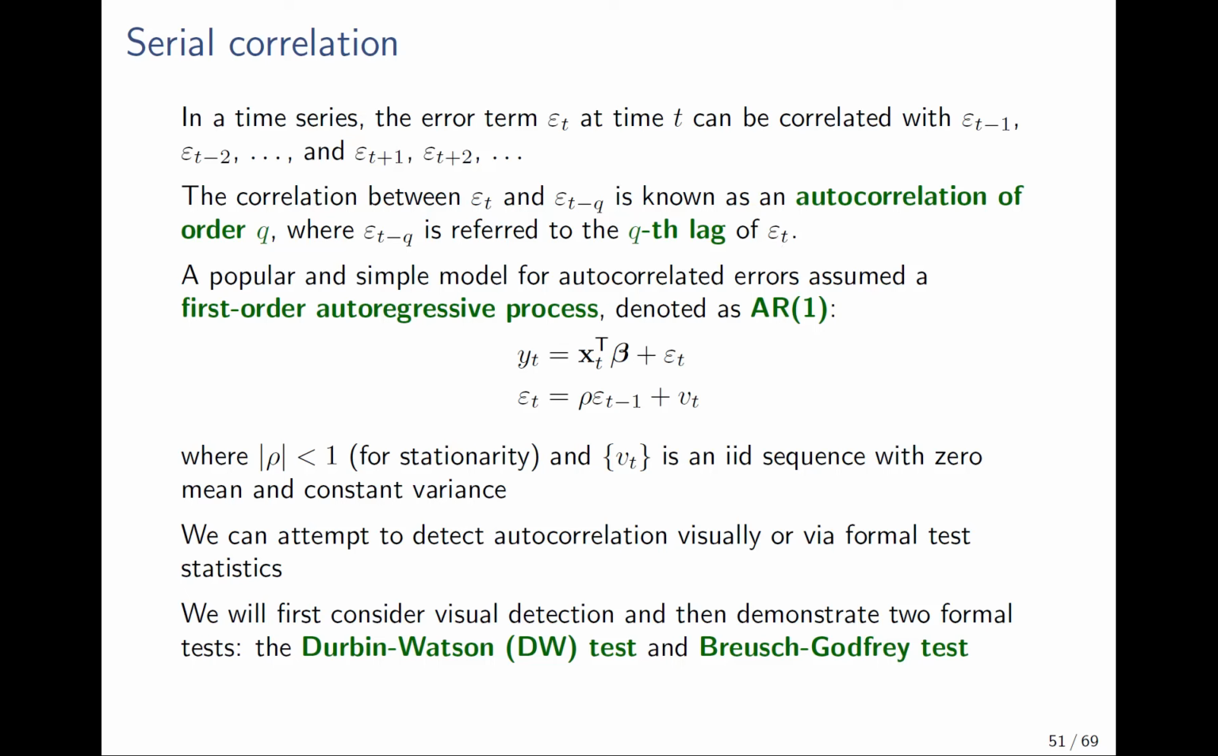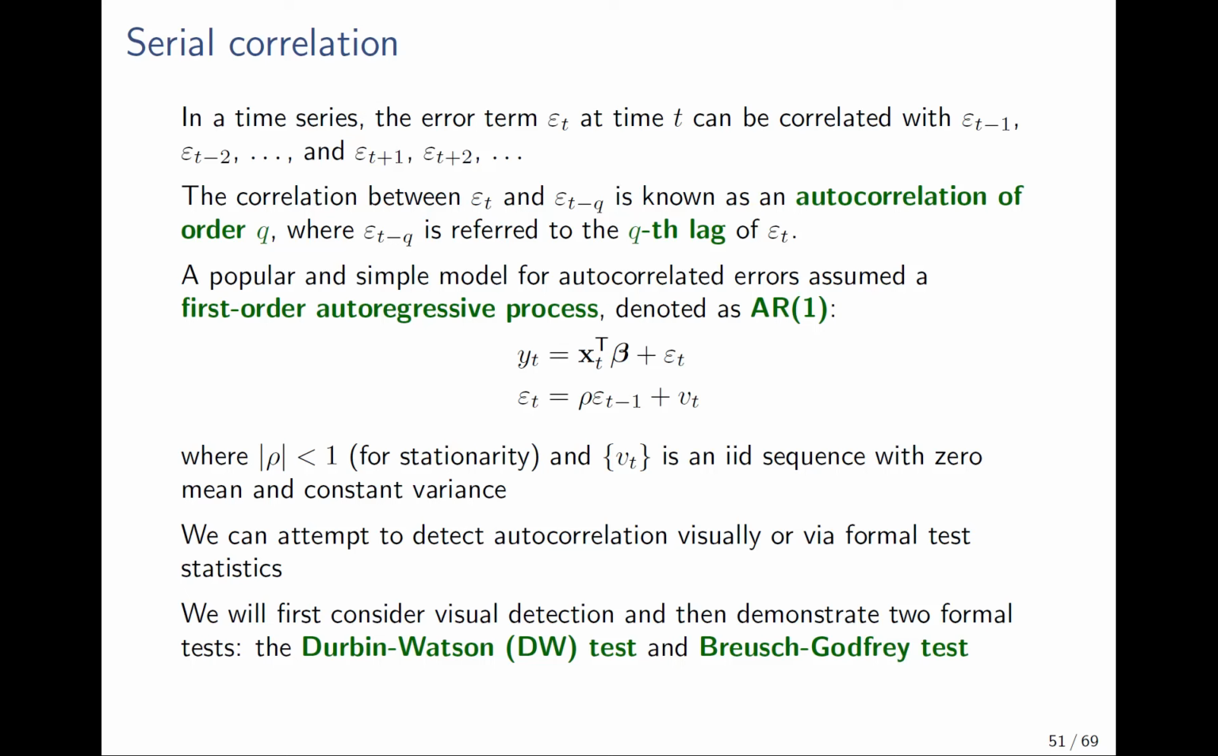Now, a popular and simple model for autocorrelated errors assumes a first-order autoregressive process that we denote as AR1. And the model is as follows. Yt is equal to x transpose t beta. Notice that we're indexing by t to denote time, plus epsilon t. But epsilon t is equal to rho times epsilon t minus 1. So it's called first-order autoregressive because it's only the first lag of the error term that we're assuming is correlated.